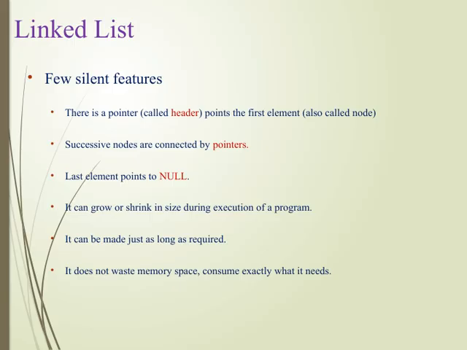One of the most flexible aspects of linked lists is that they can grow or shrink during the execution of a program. Unlike static arrays, they are dynamic in size. This means we can add or remove nodes as needed, making the data structure very adaptable. Because of this flexibility, linked lists can be made as long as necessary, without wasting memory space. They only consume exactly what they need at any given moment, which makes them efficient in terms of memory usage. Overall, these features highlight why linked lists are such a powerful and versatile structure in programming, especially when dealing with data that changes size frequently.